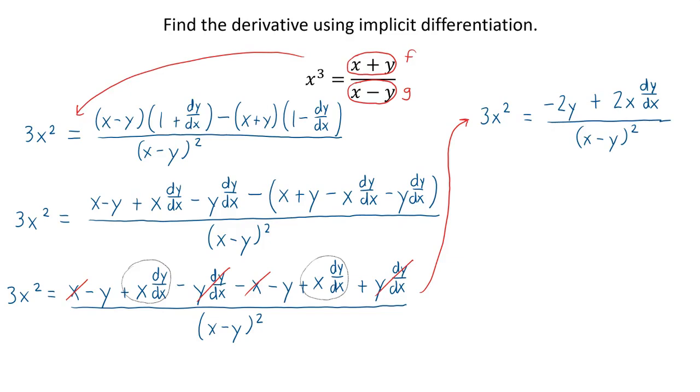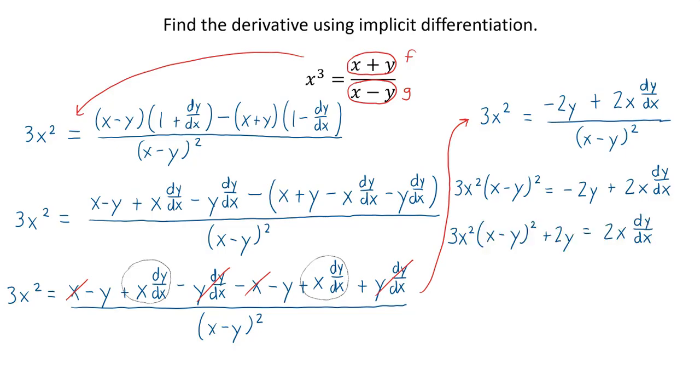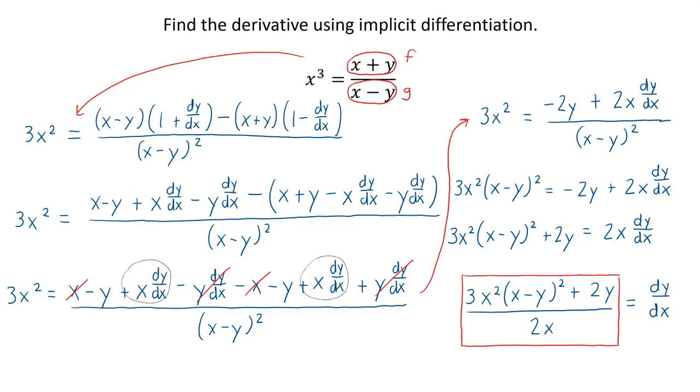Now let's begin the process of solving for dy over dx by multiplying both sides of the equation by x minus y squared. That gives us this equation. And now we'll add 2y to both sides of the equation. And that gives us this equation. Now the only step left to solve for dy over dx is to divide both sides of the equation by 2x. And that gives us this expression on the left, which is our derivative of y with respect to x.